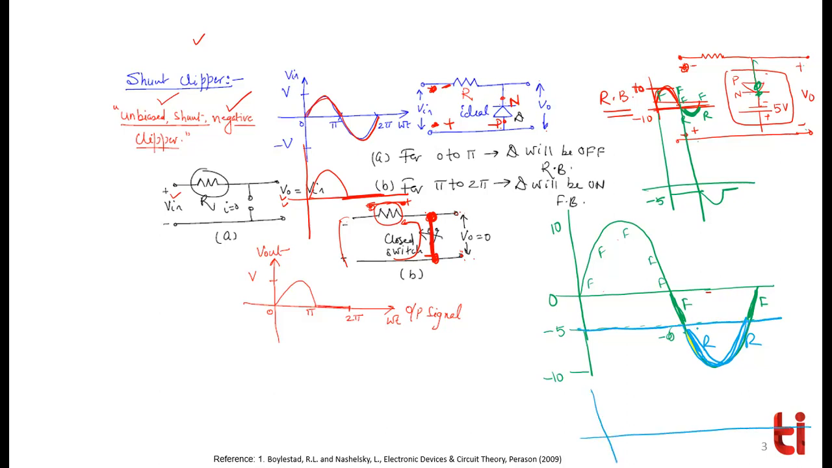Wherever this horizontal line intersects the input signal, always draw a vertical line there. At the points where this horizontal line intersects the signal, draw 2 vertical lines. Always draw 2 vertical lines wherever this horizontal line intersects the input signal.